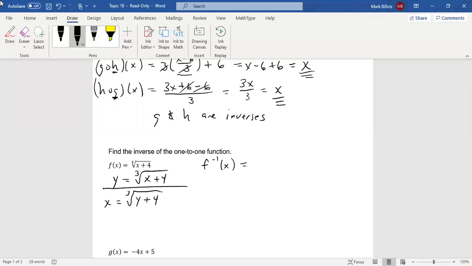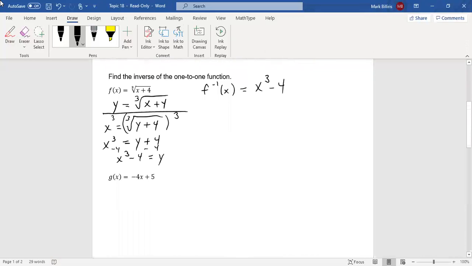So the first thing I need to do is get rid of the cube root. So in order to do that, I'm going to cube both sides. So this gives me x cubed equals, now remember the cube root and the cube cancel out, just leaving me with y plus 4. Since I'm solving for y, I simply subtract 4 from both sides, and that gives me x cubed minus 4 equals y. So since y equals x cubed minus 4, x cubed minus 4 is the inverse of the f function.